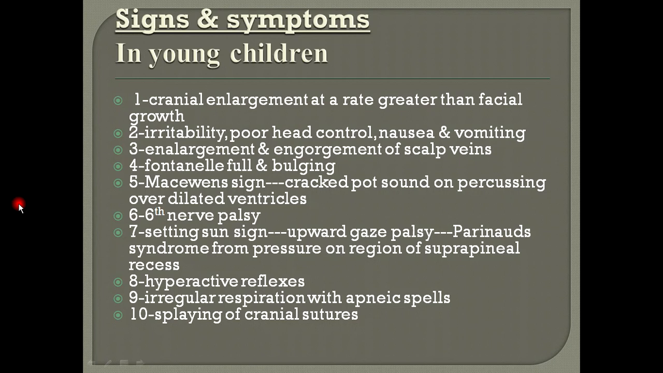The Macewen's sign, which is a cracked pot sound on percussing over the dilated ventricles. We have the sixth cranial nerve palsy, and we have the setting sun sign, which is the upward gaze palsy, also called the Parinaud syndrome, from pressure on the region of the suprapineal recess.